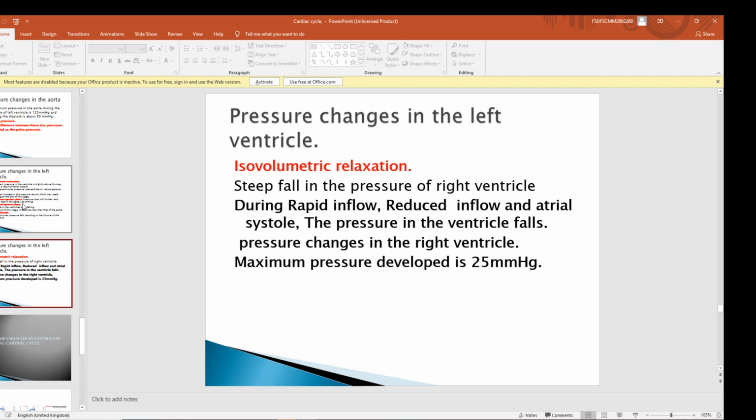Then we have the pressure changes in the left ventricle during isovolumetric relaxation. There is a steep fall in the pressure of the right ventricle during the course of rapid inflow, reduced inflow, and atrial systole. The pressure in the ventricle falls. As for pressure changes in the right ventricle, the maximum pressure developed there is 25 millimeters of mercury.